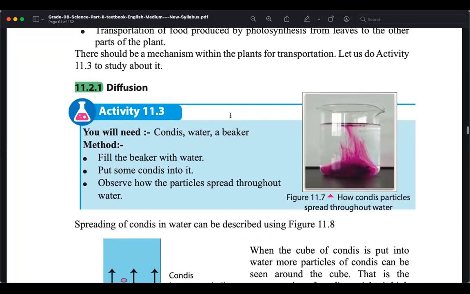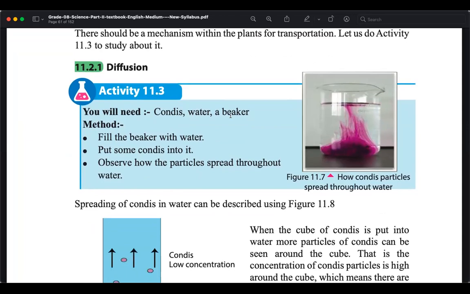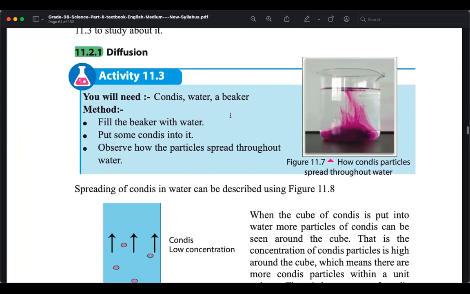One of the techniques that plants are using, not just plants but everywhere, is diffusion. Diffusion means that when there is a high concentration of some matter, it has a natural tendency to spread to the places where it is lacking or where the concentration is low. The particles spread from the high concentration area to the low concentration area. That is called diffusion.